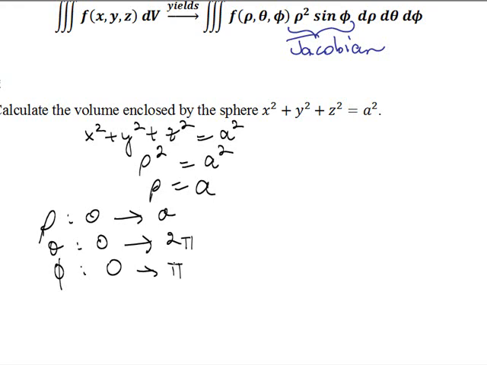Now, by the way, you're finding the volume of a sphere. So if you remember the formula for the volume of a sphere, you can check your answer. What is the formula for the volume of a sphere? 4/3 pi r cubed. Good. In this case, your sphere has radius a, right? So you should get 4/3 pi a cubed. So let's see that we get it.